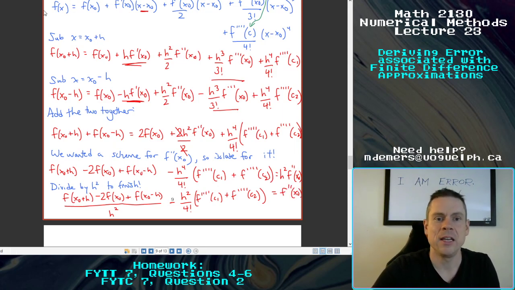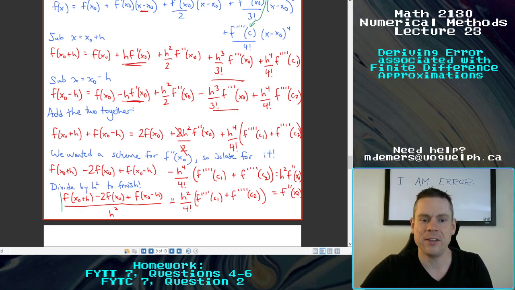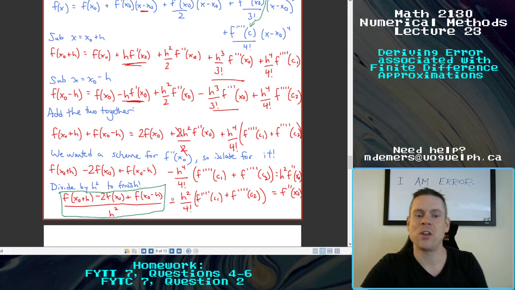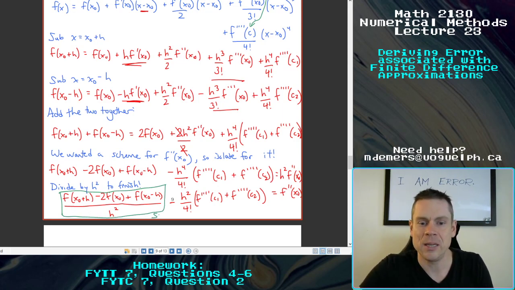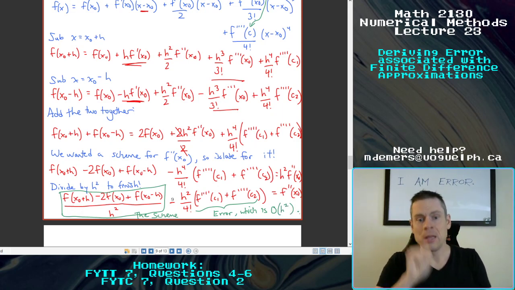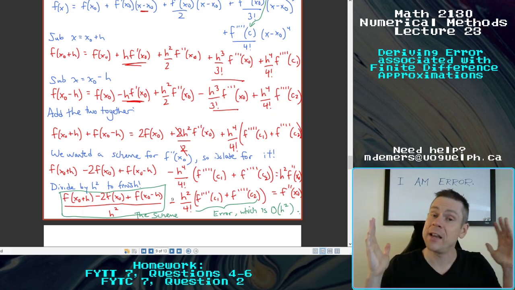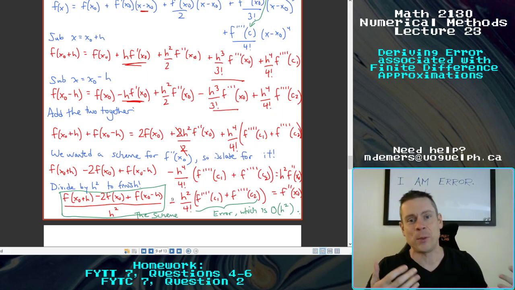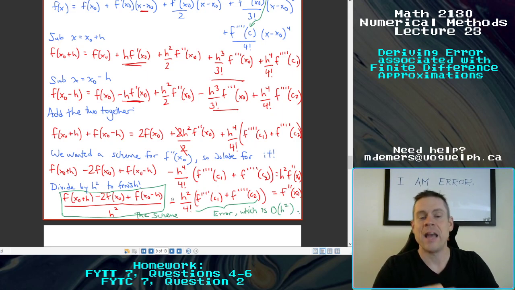And what we find is that we have our new scheme. This here is a scheme that approximates a second derivative, which is a new tool that we have. I'll say this is the scheme, and this here is the error. And as we can see, it's on the order of h squared as h gets small. So we have a brand new scheme for approximating a second derivative using the same sorts of derivations that we did before.